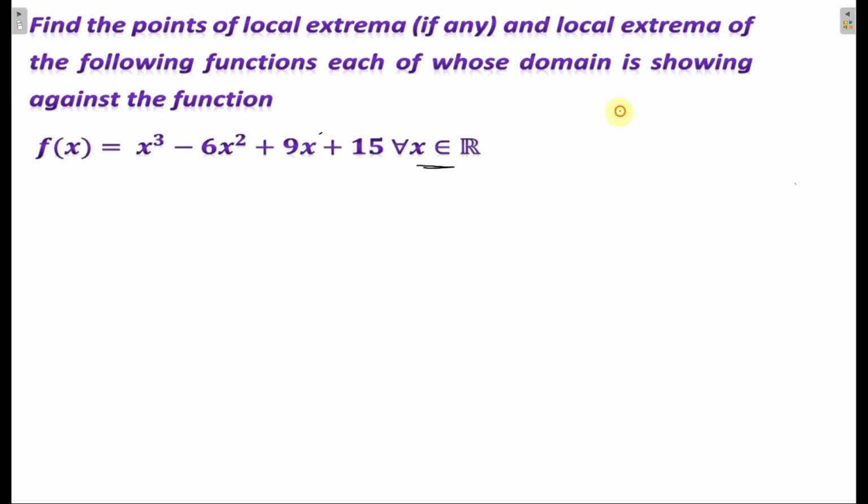Second derivative test: f dash x must be equal to 0 and f double dash x is less than 0, then we get a local maximum. If f dash x is equal to 0 and f double dash x is greater than 0, in this case I get a local minimum. So using this concept, let us solve the problems.